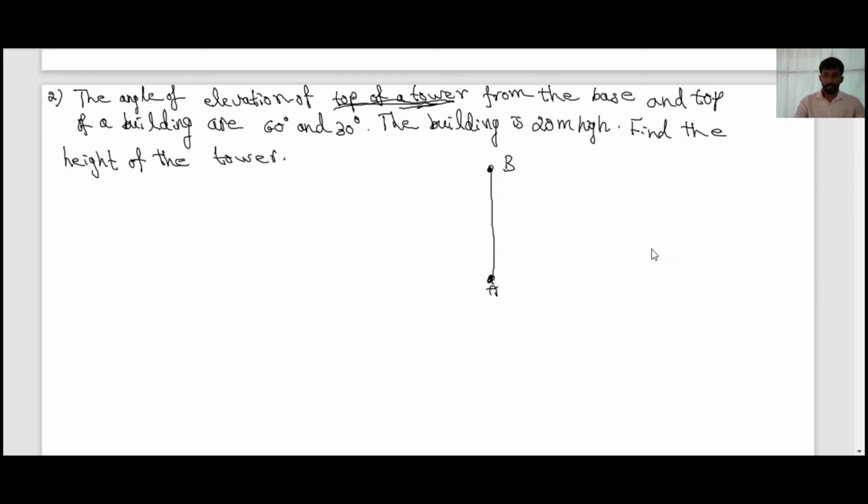Now see, one building is there. Okay, this is our reference line, that is ground. Okay, again here one building is there. Name it as, AB is already taken, CD. Let AB be the tower and CD be the building. What's the given data? Angle of elevation of the top of the tower from the base and top of the building are 60 degree and 30 degree.